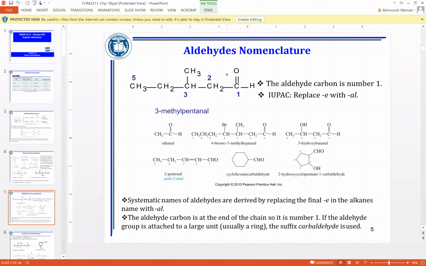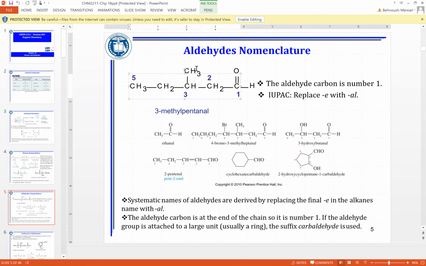So it's always carbon 1 because it's the beginning of the carbon chain, because one side has to be hydrogen, so it cannot be in between or in the middle. So it's always carbon 1. You don't have to say 1 to give the location. It is understood that it is on carbon 1.